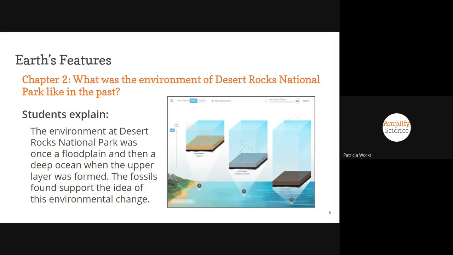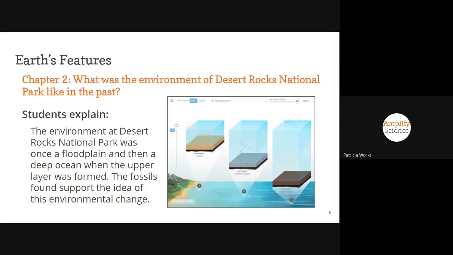Students gain information from evaluating text, comparing two types of sedimentary rocks, and using the sim to investigate how rocks form in different environments and create different rock layers. At the end of Chapter 2, students are able to explain that the environment at Desert Rocks National Park was a floodplain when the lower rock layer was formed and a deep ocean when the upper rock layer was formed.